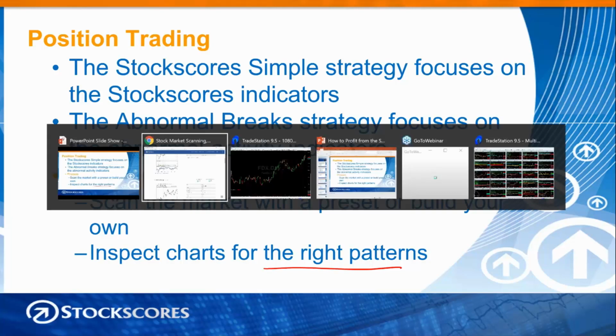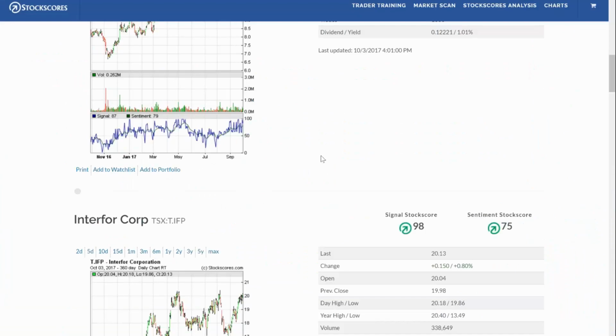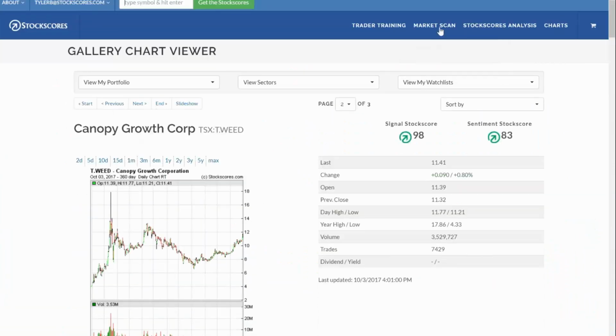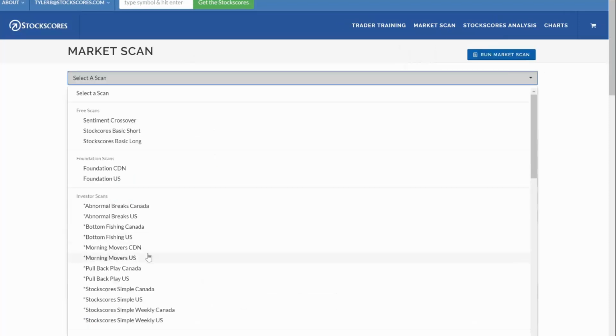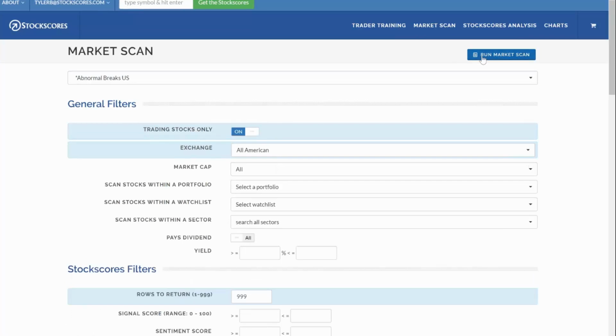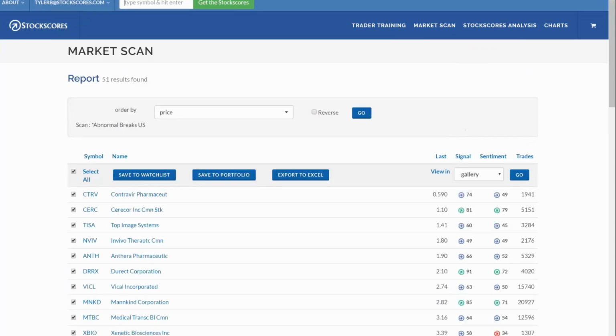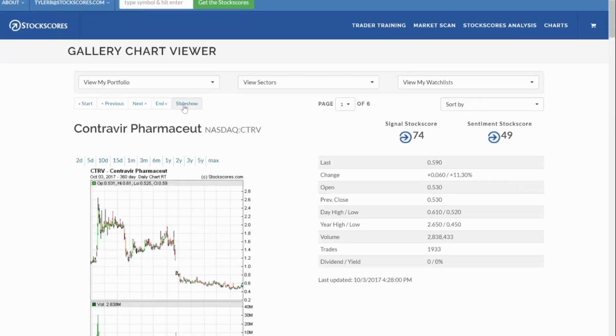Another strategy I like to do is the abnormal break strategy. I do this daily. Go into my market scan tool, select abnormal breaks US, let's say. We can do it for US or Canada. Let's do the US version. Run the market scan. I got 51 charts to look at, and I just go through and look at the charts one at a time.